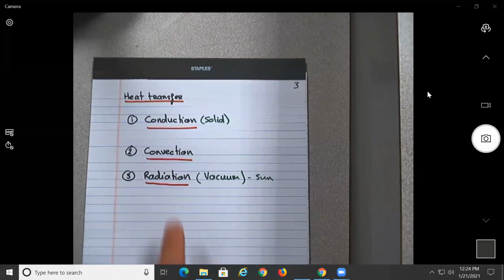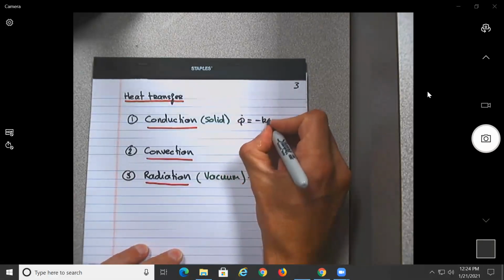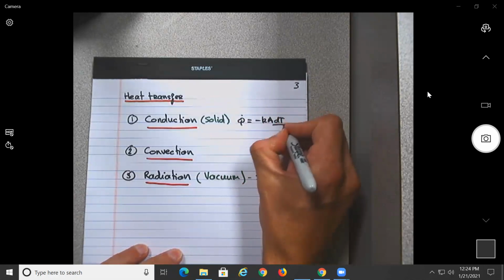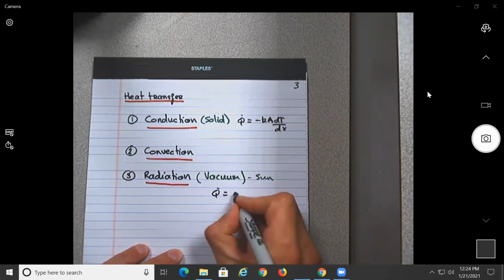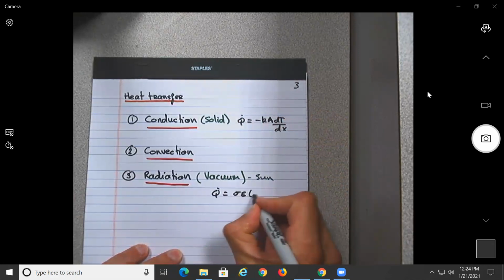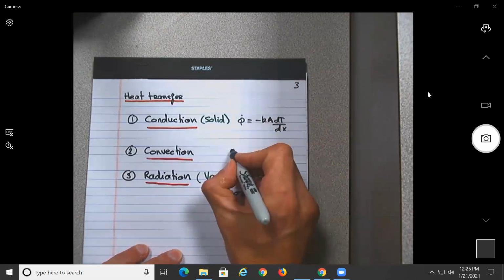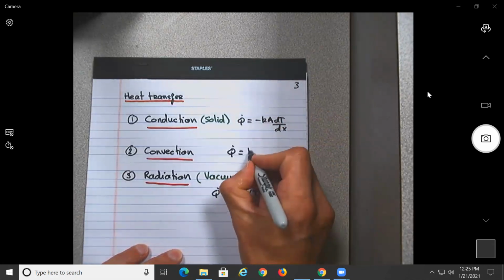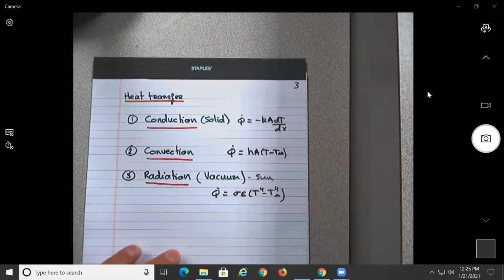Now, if you want, I can give you the equations. For this one, it would be of the form minus k A dT/dx, but again, we will do that in detail. Radiation is epsilon sigma A (T to the fourth minus T surrounding to the fourth). And convection would be h A (T minus T infinity). T infinity is still a surrounding.